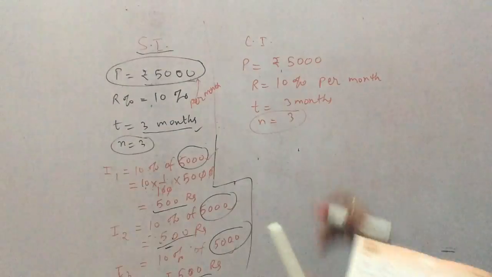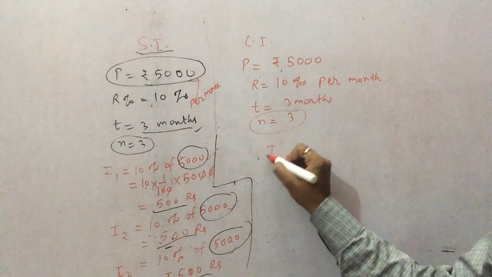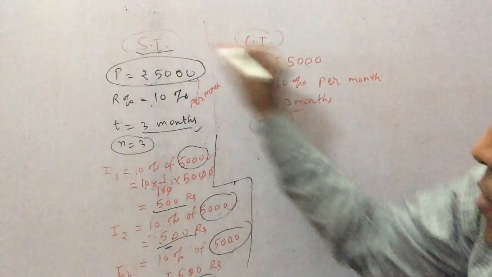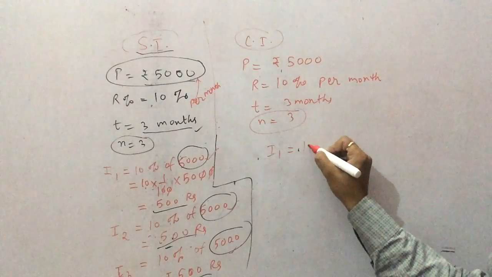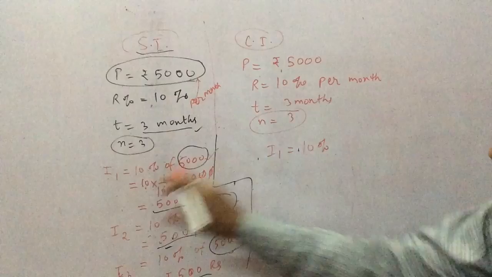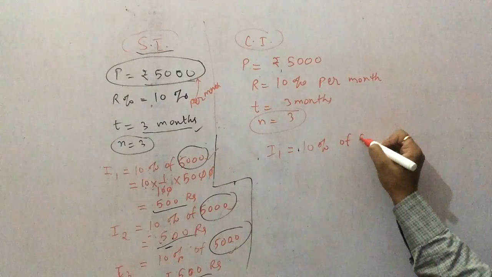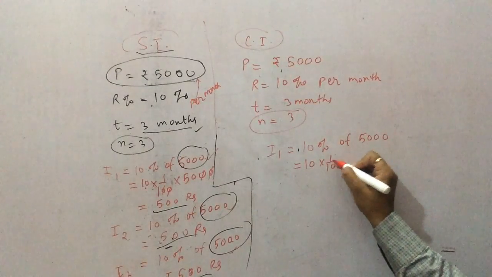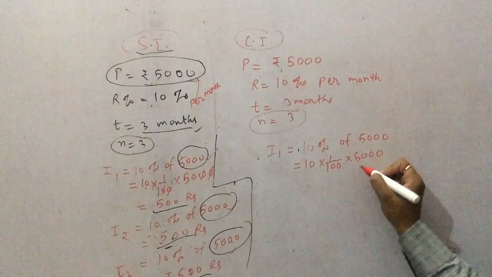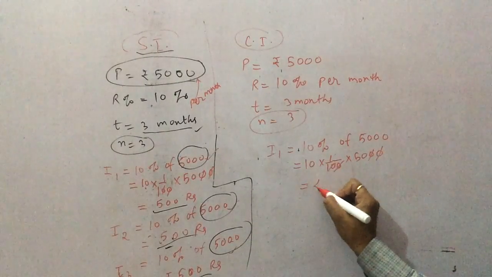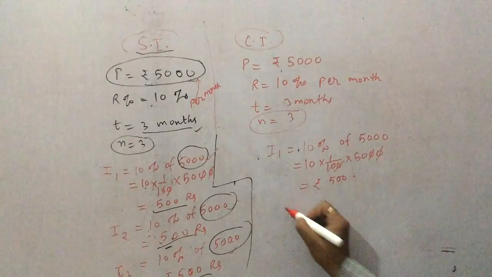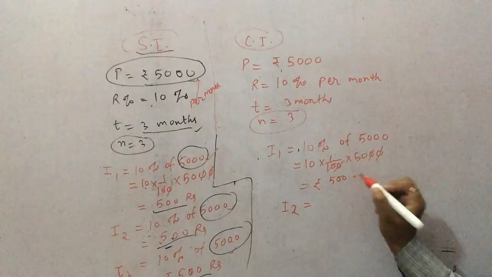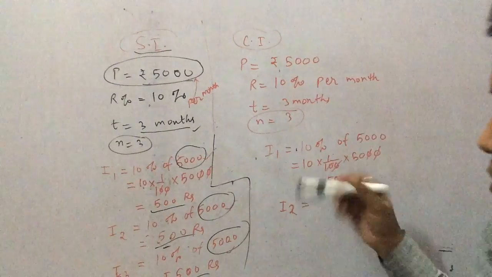Now interest for the first month, and here we are going to talk about compound interest. So interest for the first month would be the same here: 10% of 5,000, which is 10 into 1 by 100 into 5,000. You will get the same value, 500. So rupees 500 is I1, the compound interest for the first month.